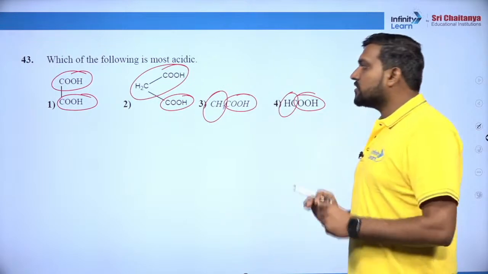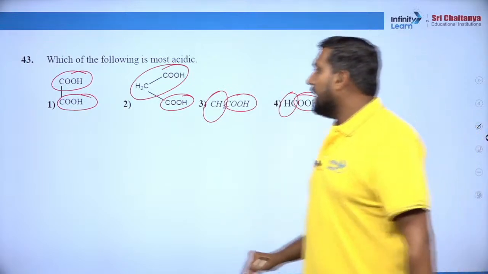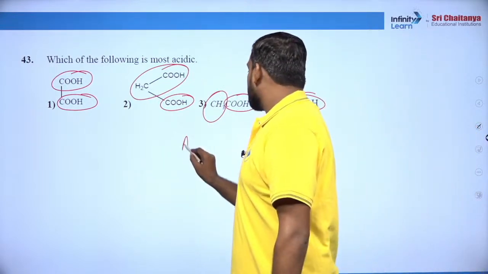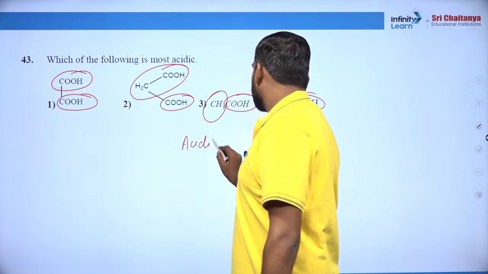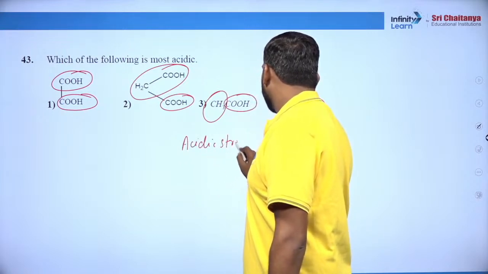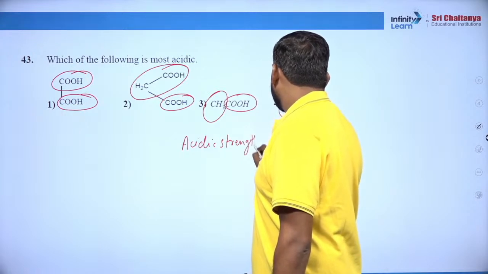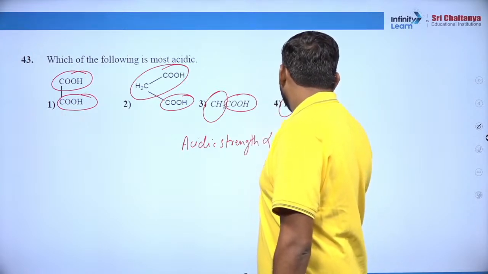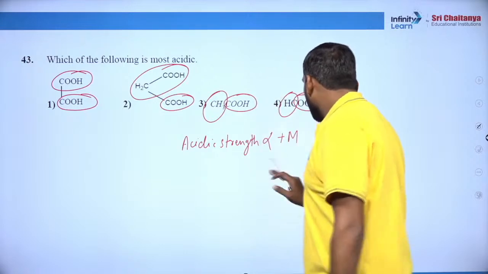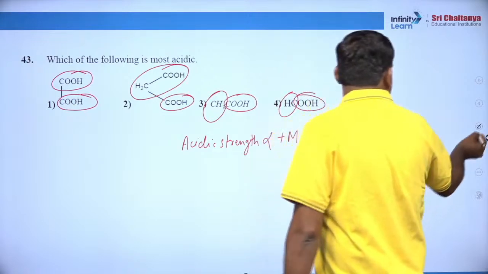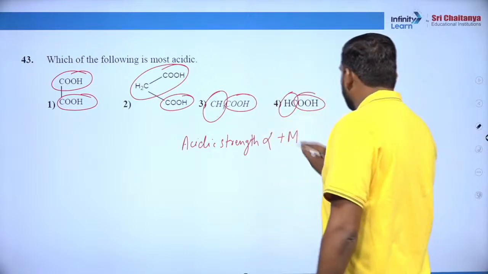So our answer has to come from here only, and we know that whenever you are comparing the acidic strength of any species, remember that the acidic strength is always increased by minus m effect.